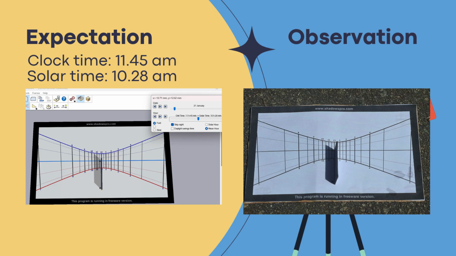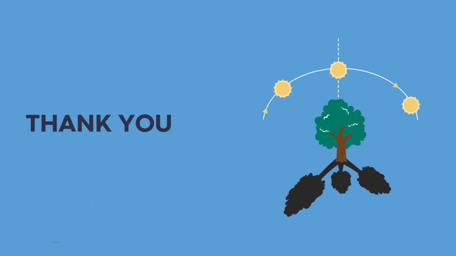First, for the expectation, I used Shadows Pro to make a simulation of how the outcome will be at 11:45, and as you can see here, the shadow is shown pointing to 11:28 a.m., while in the observation picture it also shows 11:28 a.m., even though it is not exactly the same as the expectation picture. That's all from me. Thank you.